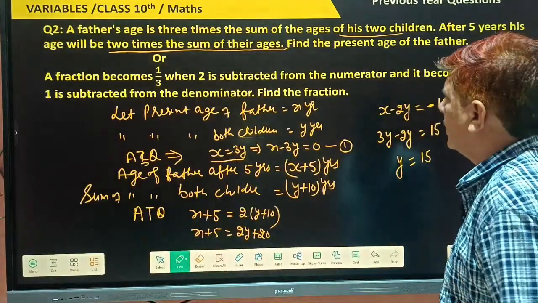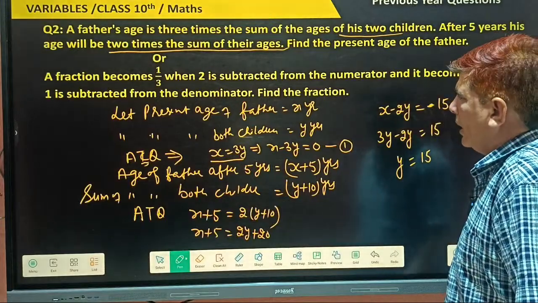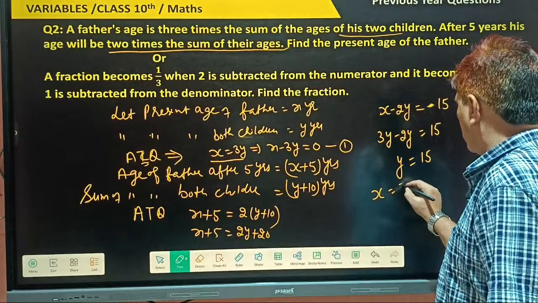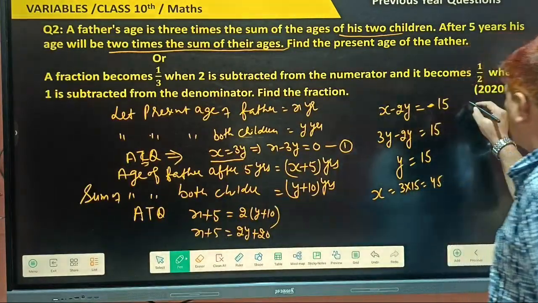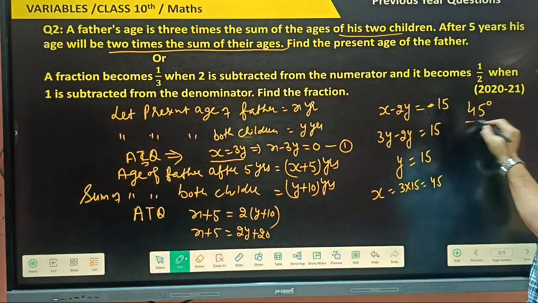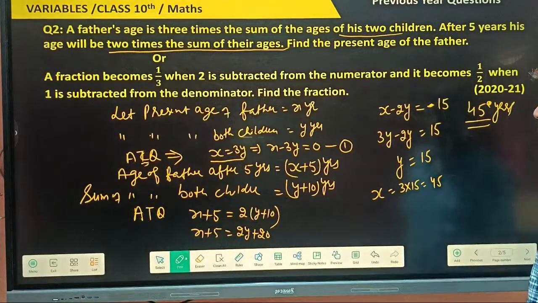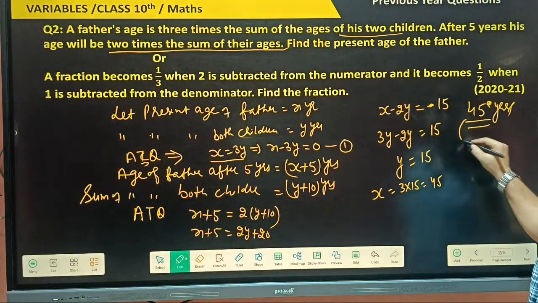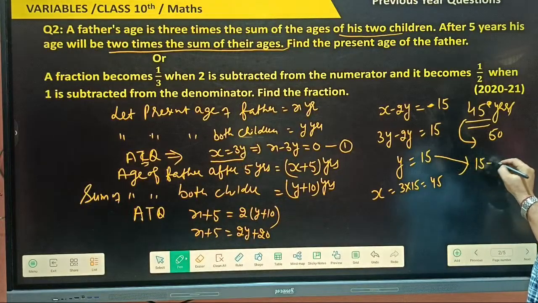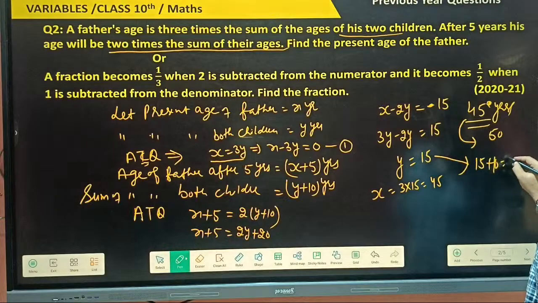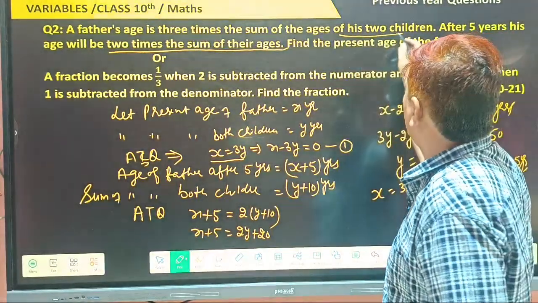If y equal to 15, what's the value of x? x is equal to 3 times y, 15. So 45 years. So the present age of father is 45 years. Understood? Yes or no? After 5 years, this age becomes 50 and this age becomes 15 plus 10, how much? 25 years. So this is the point to be noted here.